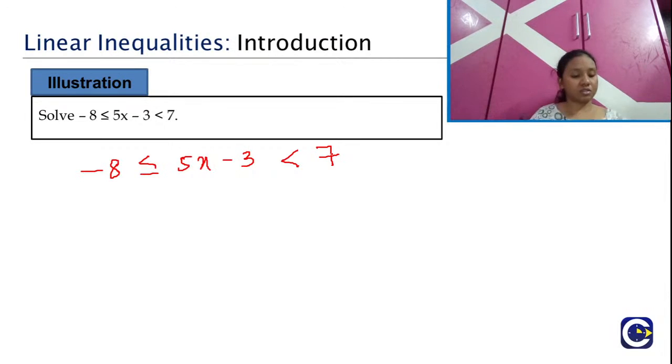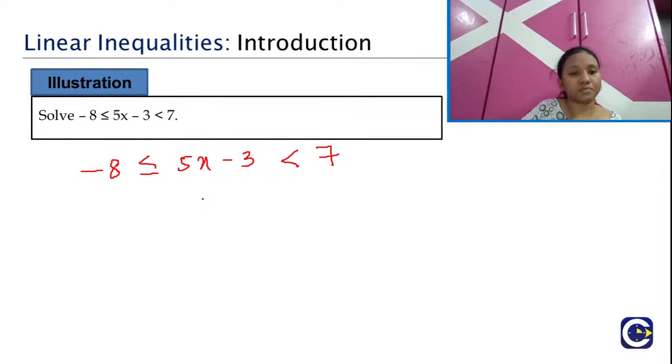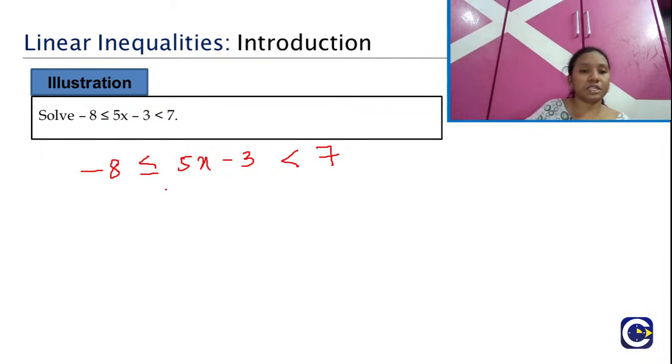Okay, let me just give you the answer here. So here we are having minus 8 less than equal to 5x minus 3 less than 7. So here we should have the answer in terms of x. So what can I do? Here you can actually solve it as two separate things, or else you can just simplify it as it is. So I can take this minus 3. If I am taking this minus 3, I have to take it with both sides. Right. So to eliminate this minus 3, I am just adding plus 3 for the whole inequality.